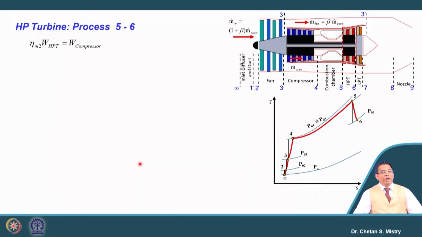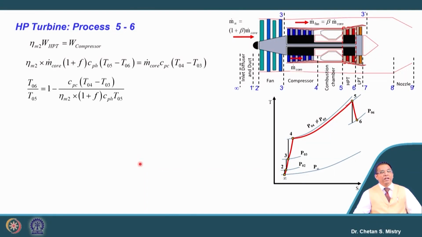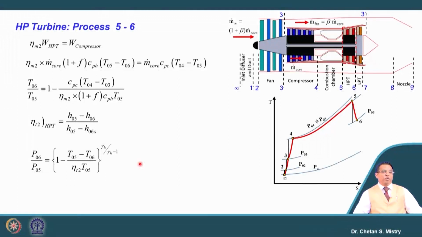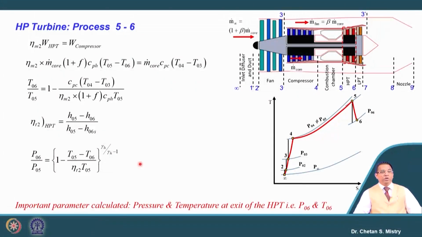We know this HP turbine we are using for, say, rotation of the compressor. So, we will do our work balance of the HP turbine and the compressor. When we are correlating that, we will have, say, a ratio of the temperature. Based on that temperature ratio, we can calculate what will be the exit temperature from the HP turbine. We also want to calculate what will be the pressure. So, we have the formulation of efficiency. This efficiency we can correlate in terms of pressure ratio and temperature ratio. Based on that, we can calculate what will be the exit pressure and exit temperature from the HP turbine.